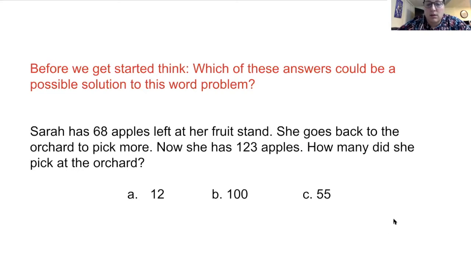Take a moment, just based on the numbers you're seeing and what kind of problem that would be, what would make the most sense as an answer if you had to pick one without solving?